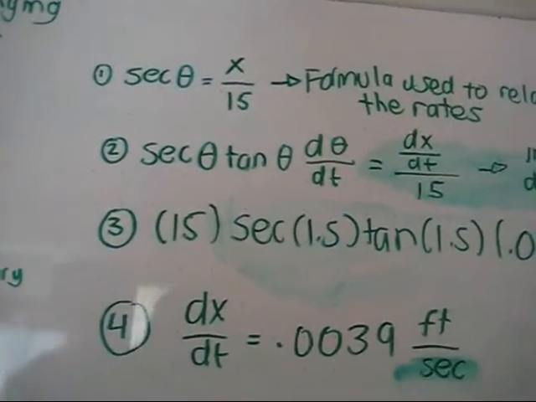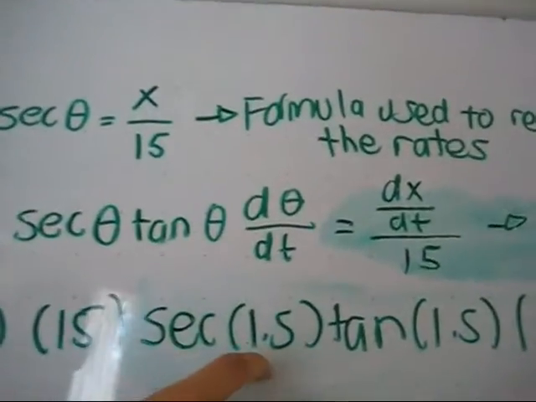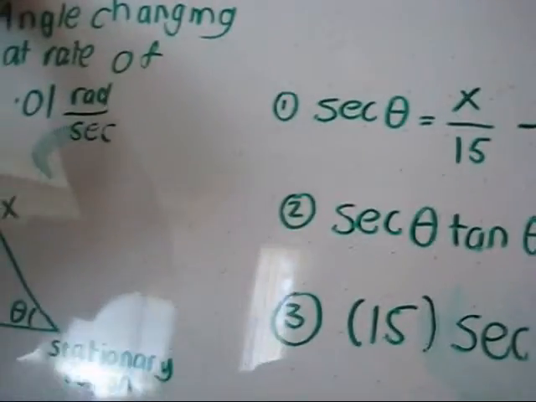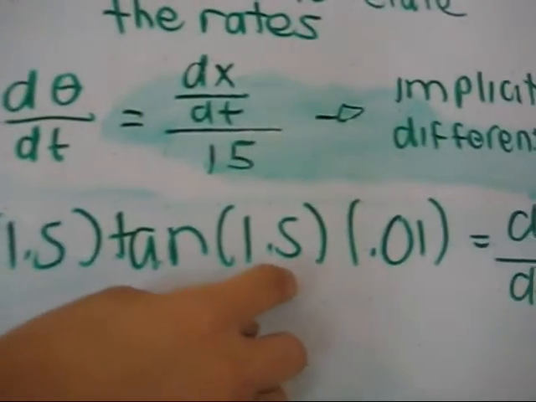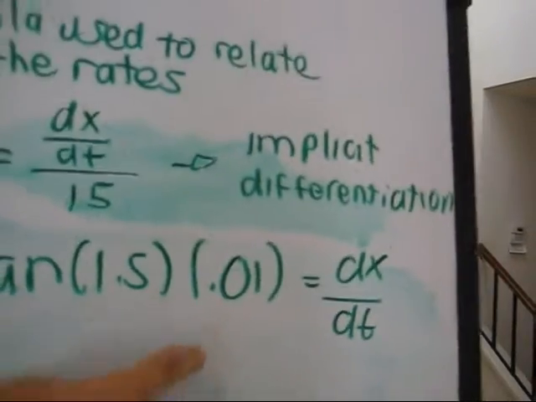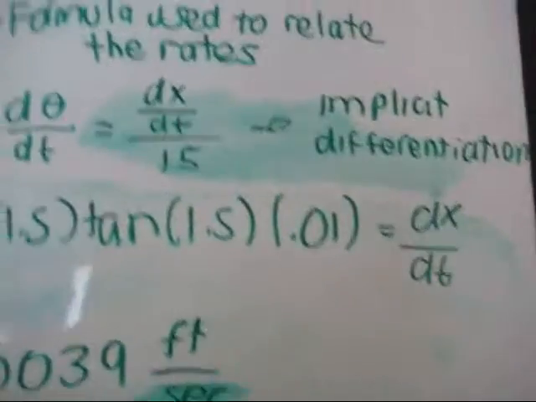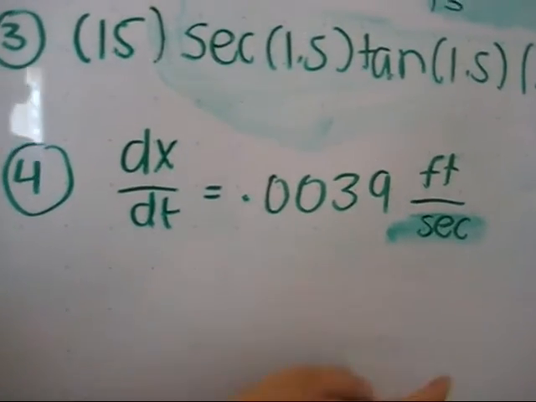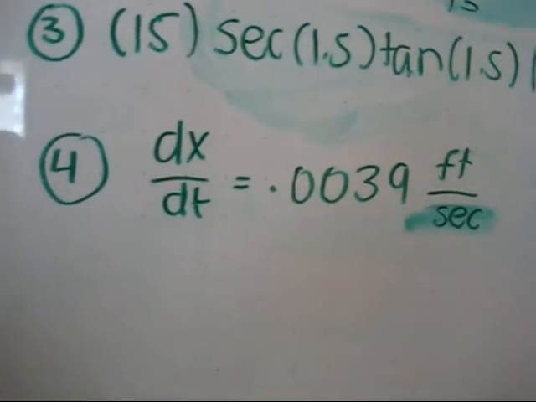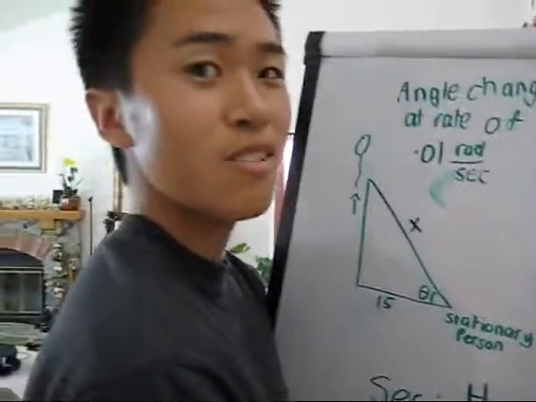So we know that 15's here. Secant 1.5, which is the angle that we're trying to find, times tangent 1.5 times 0.01, which is the rate at which the angle is changing, equals dx over dt. And when we solve that, dx over dt equals 0.0039 feet per second. So that means that the distance between me and the balloon is changing at a rate of 0.0039 feet per second.